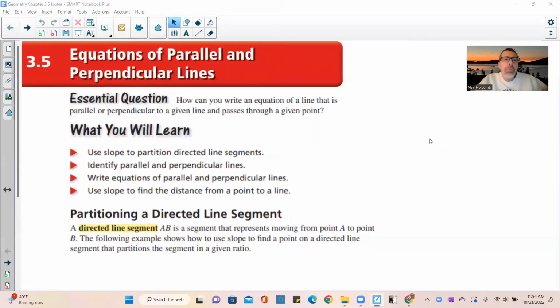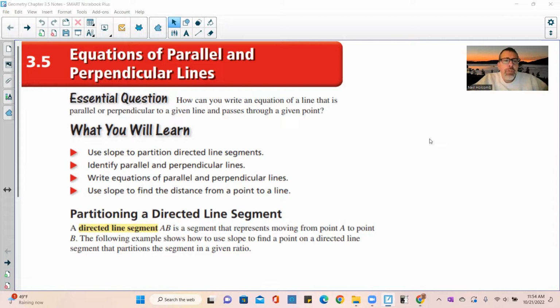Okay, welcome to chapter 3.5, equations of parallel and perpendicular lines. The essential question for this chapter section is, how can you write an equation of a line that is parallel or perpendicular to a given line and passes through a given point?